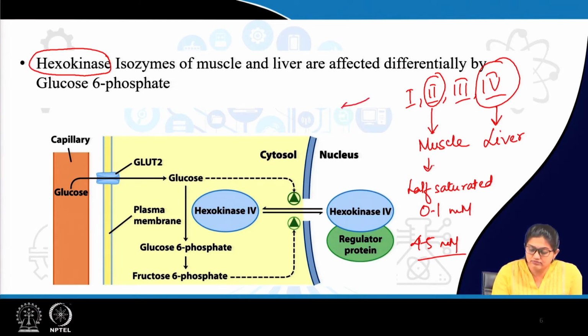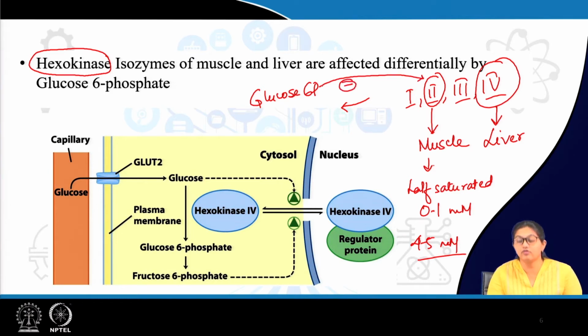Now, this glucose 6-phosphate molecule inhibits hexokinase type 2. So, it exerts an inhibitory effect over hexokinase type 2.